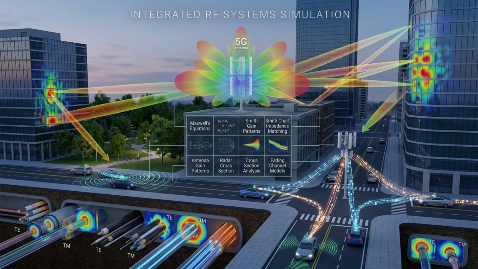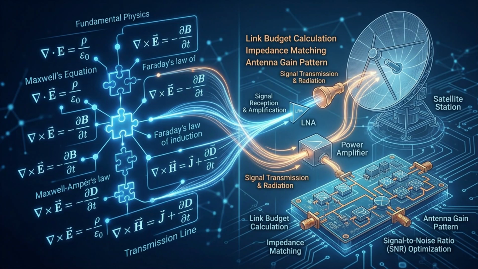Every wireless link, antenna, transmission line, radar system, and communication network relies on the interaction of these electromagnetic principles. The challenge is seeing how all the pieces fit together. Understanding these connections transforms electromagnetism from a set of equations into a practical engineering framework for designing RF systems.